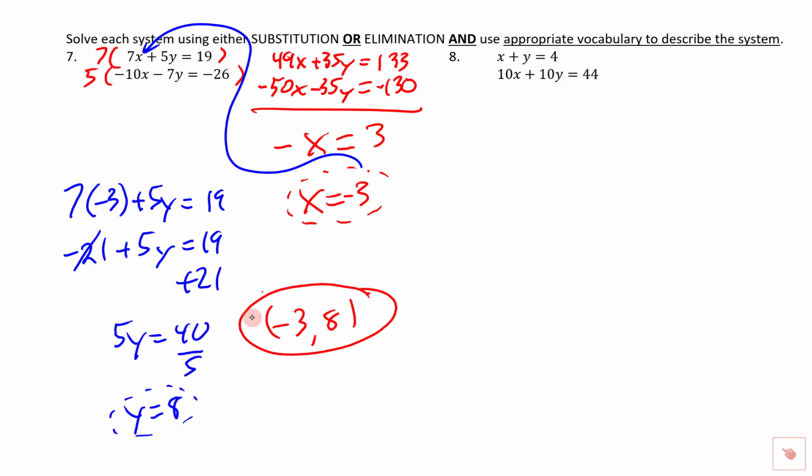But remember, they want us to use the right vocabulary on this one as well. So remember, if it has an answer, we call that consistent. So this is consistent and it's independent. Consistent and independent.